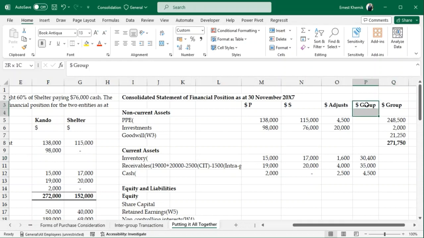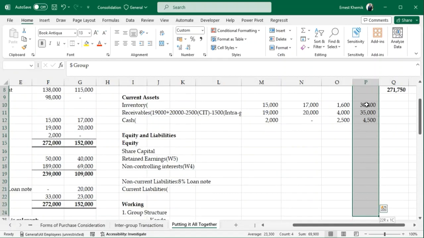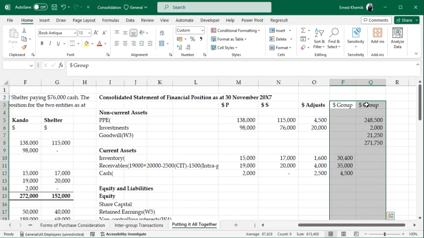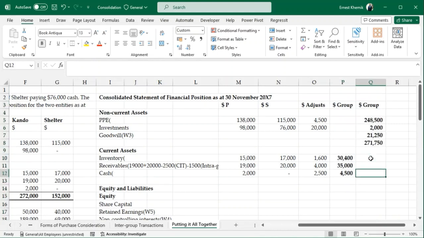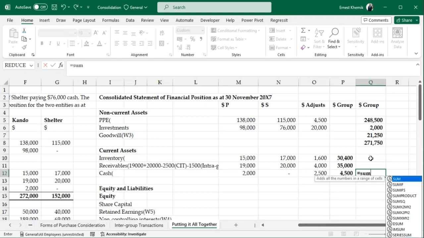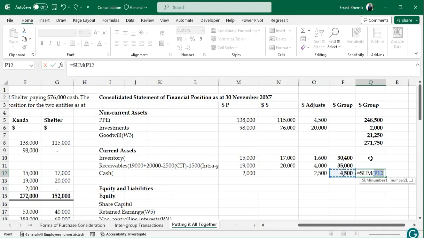Alright, now to differentiate it from the other ones, I can select the whole of this and make it bold. Okay, so we know that this is what we are working on. So what is the total? The total is going to be equal to the sum of these up to here.